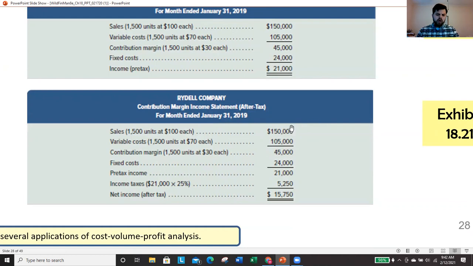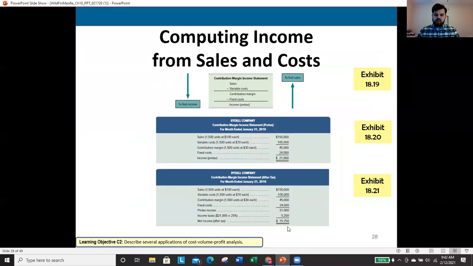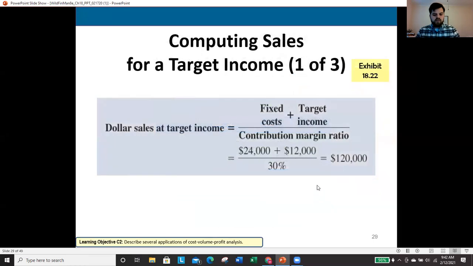Now, we can also do this for an after-tax situation. So we come in, it's essentially the same table. The only difference here is we're told we have an income tax rate of 25%. So we'll back out that 5,250, coming down to the 15,750. So basically, depending on what I ask you, it tells you which direction you need to solve this. If I ask you to find income, you just go straight down the way we normally do. But if I ask you to find sales, you're actually going to have to come up. And we'll do that, of course, either in the homework or we'll do it in class.